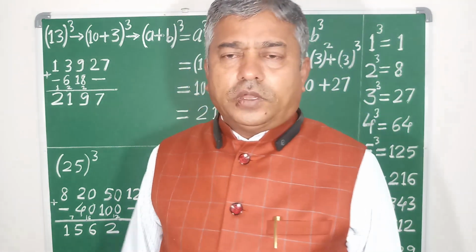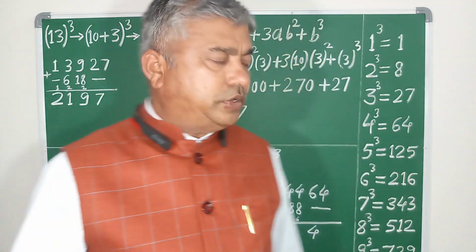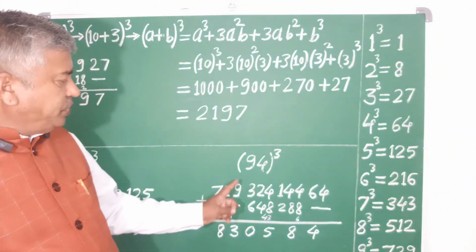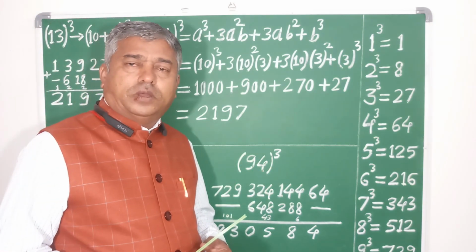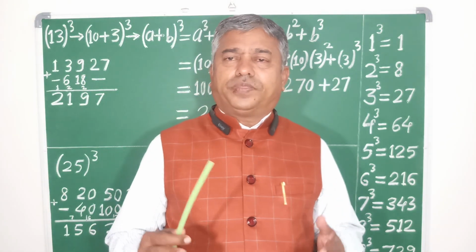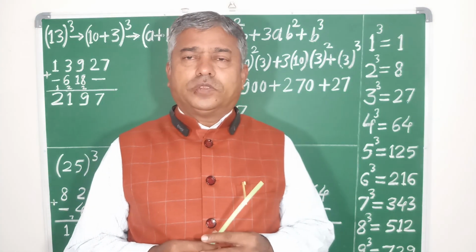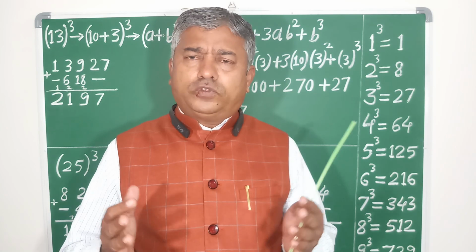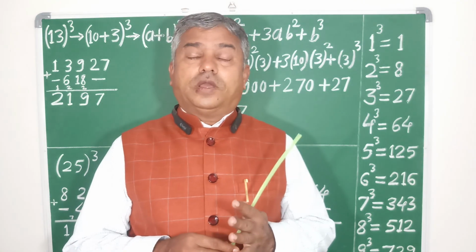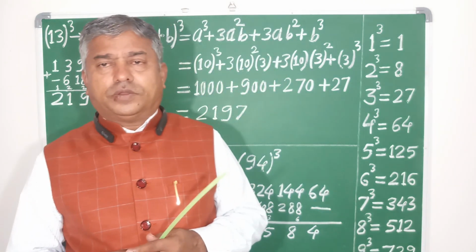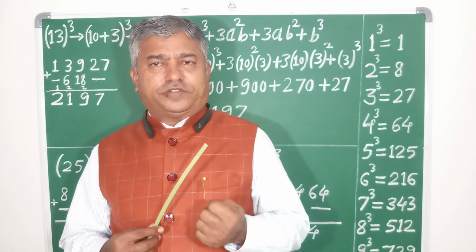Okay, let us see the last one, how this can be done here. The last example is the cube of 94. 94 is a very big number in the cubic system, because normally we use cubes only up to 30, but I am giving you here the solution up to 99, means cubes of double-digit numbers.